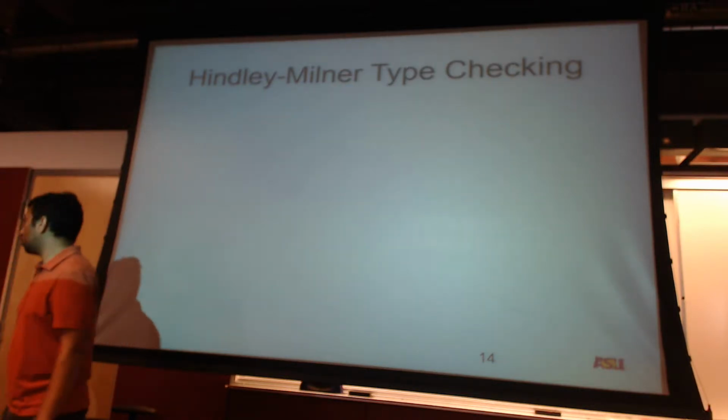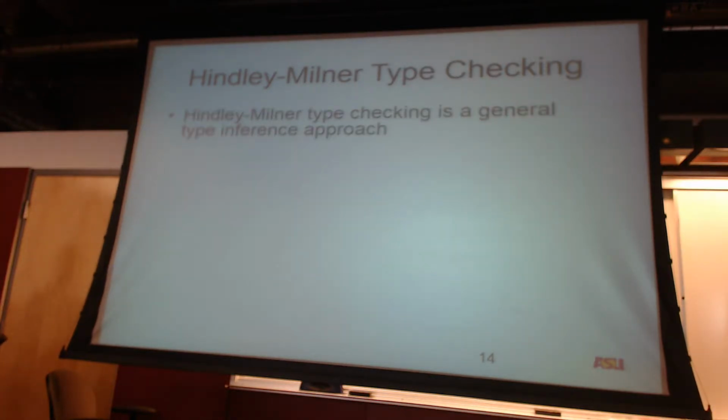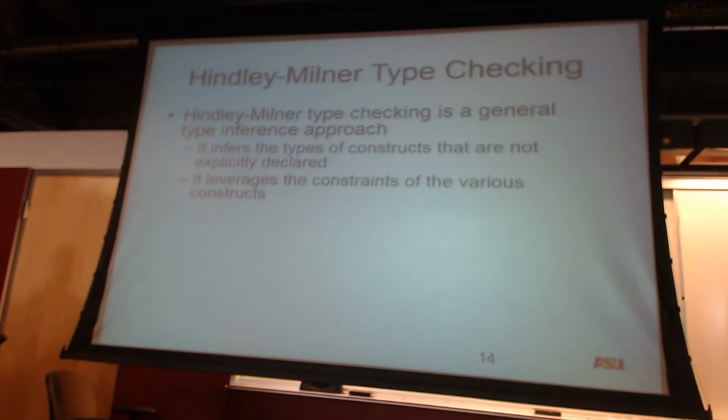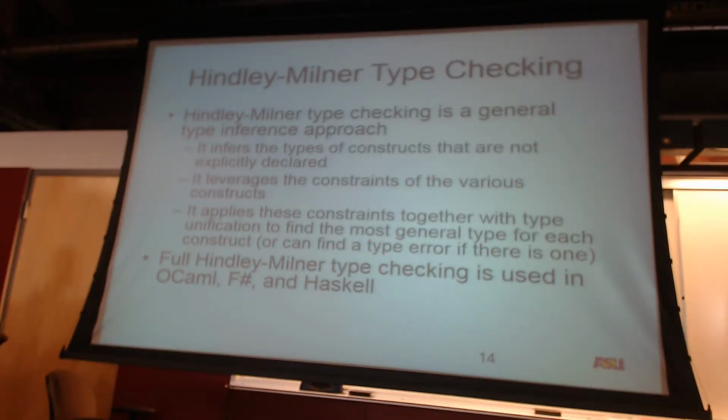Without declaring it. So we took the example of functional programming languages like MATLAB or Python or others. We'll see. Lambda calculus is another way of functional programming language, which we'll discuss later. So Hindley-Milner type checking is a general type inference approach. It infers the types of constructs that are not explicitly declared by the examples that we saw. It has two things. It has constraints and it has a unification methodology.